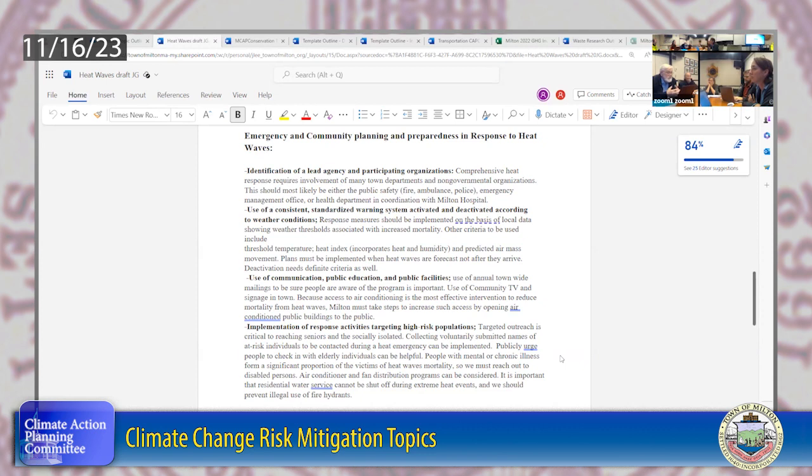The next thing is use of a consistent standardized warning system that's activated and deactivated according to weather conditions, so that people know that they need to follow the recommendations. And use of communication, public education, and public facilities.